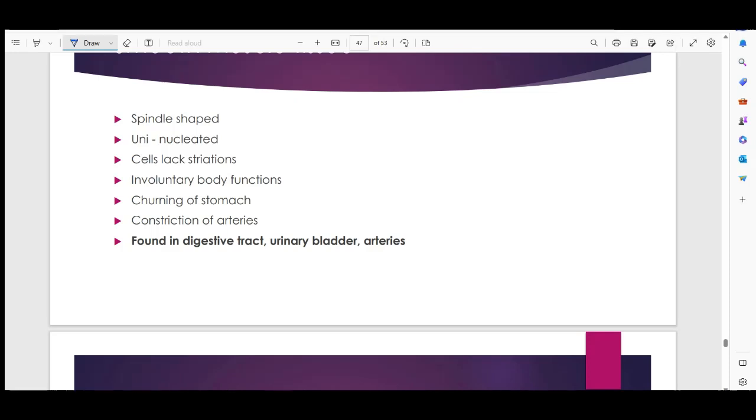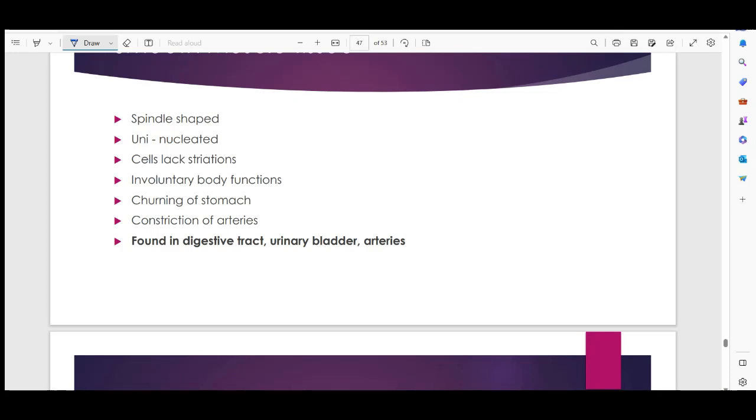The next thing is whether they function voluntarily or involuntarily. By voluntarily we mean something that we think and do. For example, when you want to write something, you consciously take a pen and write it. For that you need voluntary action. But when we talk about digestion or peristalsis, after you swallow food through your buccal cavity or oral cavity, you don't know when it's passing through your esophagus. You don't feel it, right?